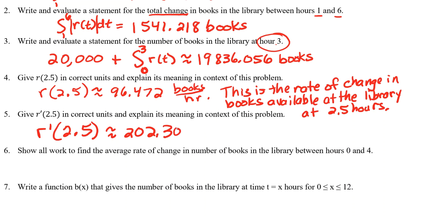202.303. And that would be the rate of the rate. So our rate, our R function, was in books per hour. And now this would be per hour. Books per hour per hour. So what does this tell us? This is the rate of change in the rate.